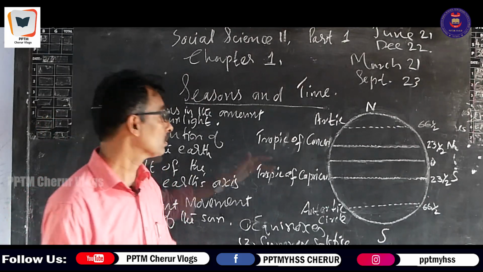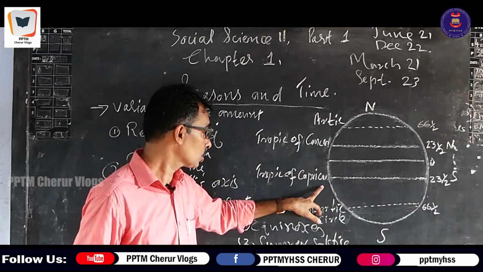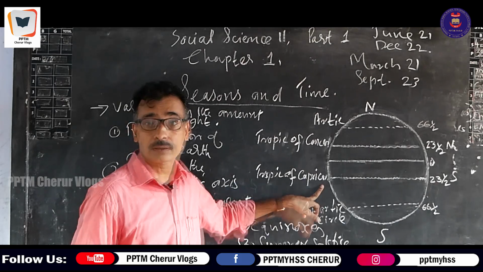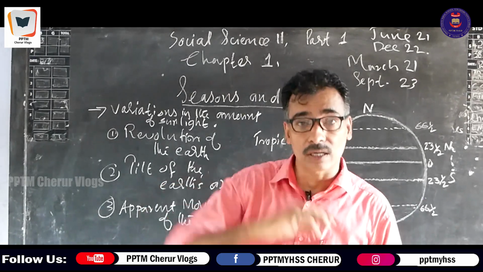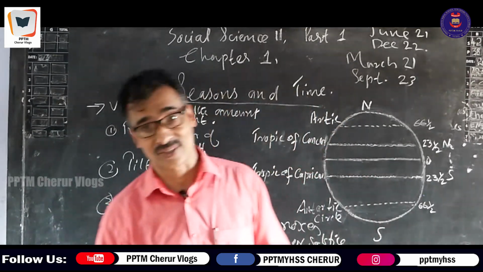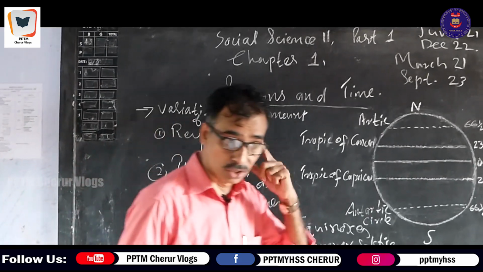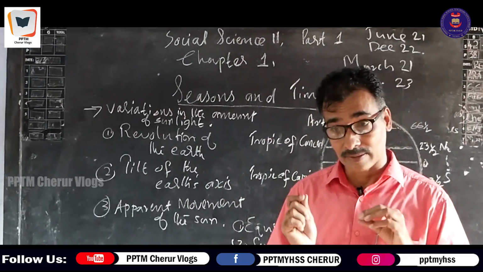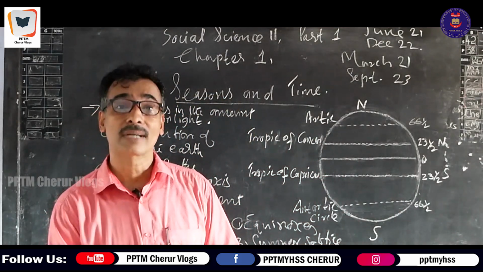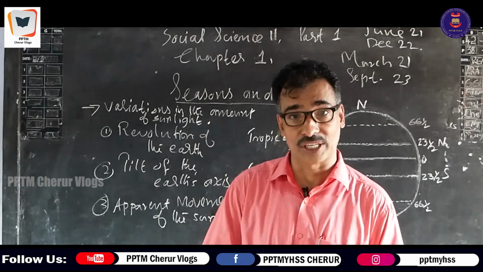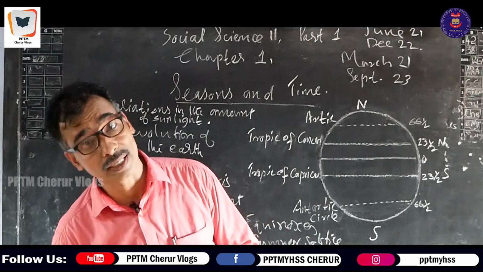I told you the sun shifts from Tropic of Cancer towards Tropic of Capricorn, and the earth revolves around the sun. While the earth is revolving around the sun, what about the tilt, the inclination of the earth axis? Don't you remember? The earth axis is inclined, is tilted, is slanting at an angle of 66.5 degrees on an orbital plane and 23.5 on a vertical plane.